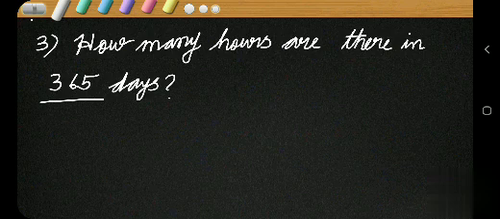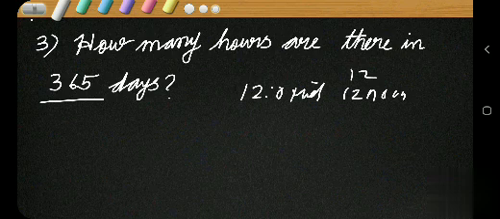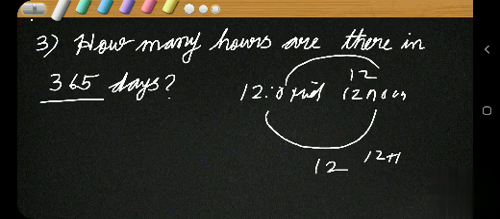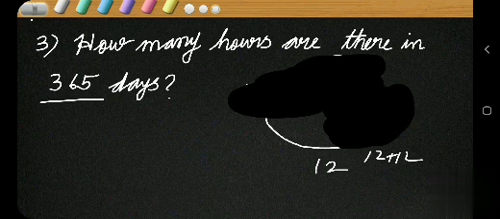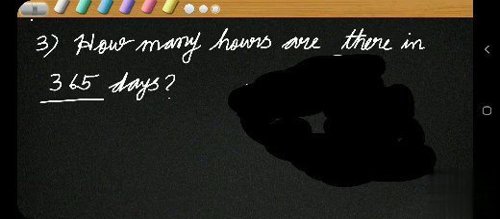12 o'clock midnight to 12 noon, we have 12 hours. Then again 12 noon to 12 o'clock midnight, we have 12 more hours. So total 12 plus 12 hours form what? One day, isn't it? So one day has how many hours? One day has 24 hours, isn't it?